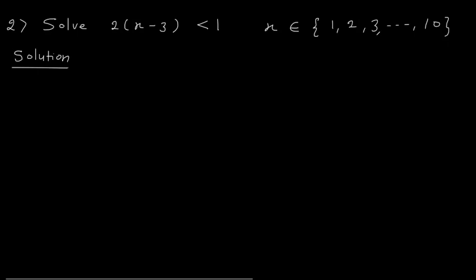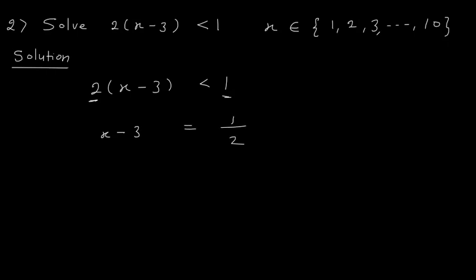Okay, so first write 2 times (x minus 3) is less than 1. Now I cannot add 3 on both sides because this x minus 3 is in brackets. Either I will first open the bracket, or we can divide both sides by 2. So on this side we have x minus 3 and here we have 1 upon 2. What we have done: divide both sides by 2.